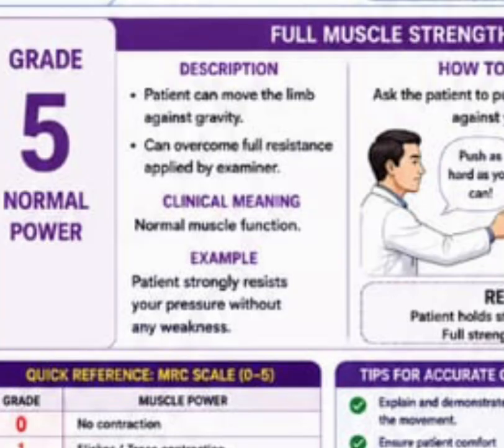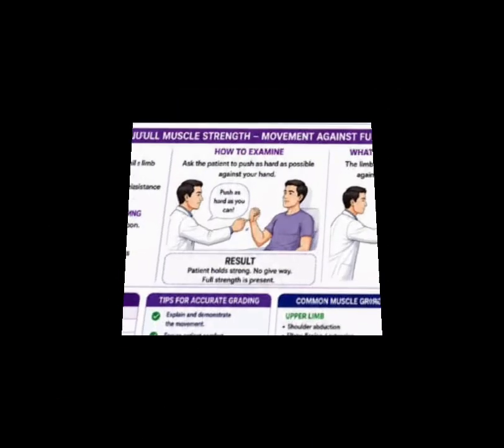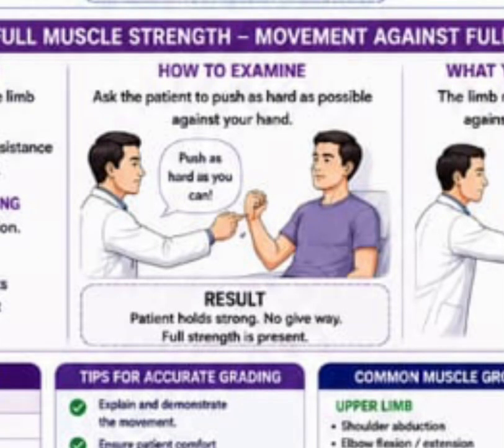So this indicates normal muscle function, because it is the ability to use your hand to carry out normal daily activity. The patient strongly resists the pressure without any weakness, so you don't see any weakness there. Are you getting me now? So you still do the same thing. You do the same thing and watch how hard the patient will resist the therapist's or the examiner's hand.